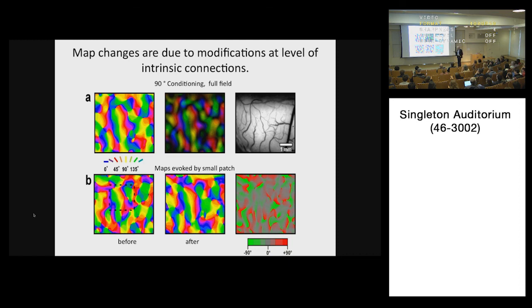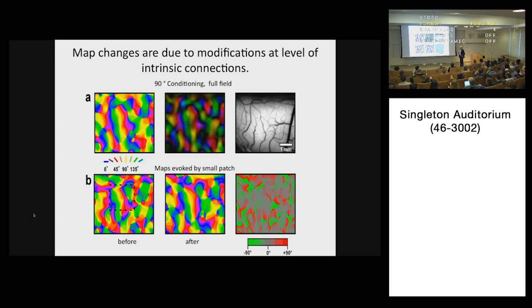Because we saw these changes in the maps also after whole field conditioning when we just evoked the maps with a small patch of grating. This is the map evoked with a whole field stimulus. In this case, the map is emerging nearly the same map when we stimulated only this small patch of cortex. This activity comes from the tangential intercortical connections. So it's a subthreshold activity. There is no direct activation of these neurons. But the map changes are also seen out here with this local test stimulus, suggesting that the changes must have occurred at the level of the intrinsic connections.